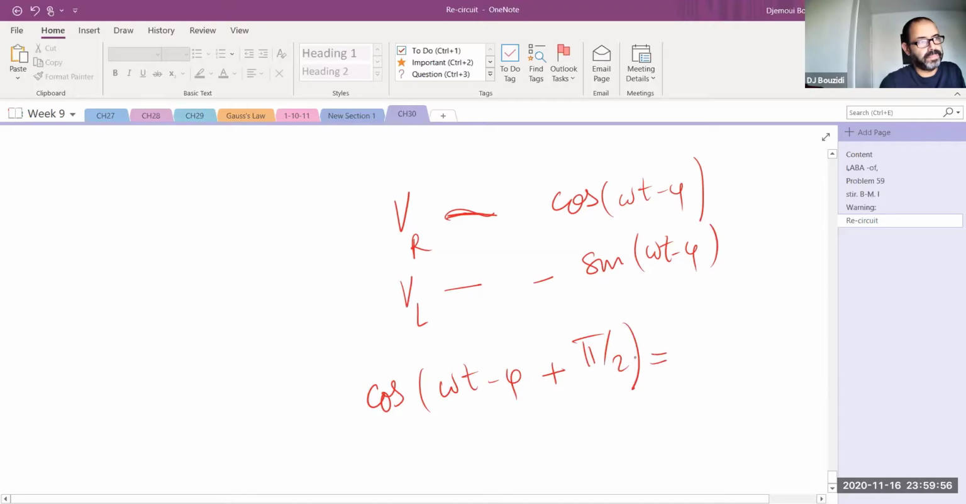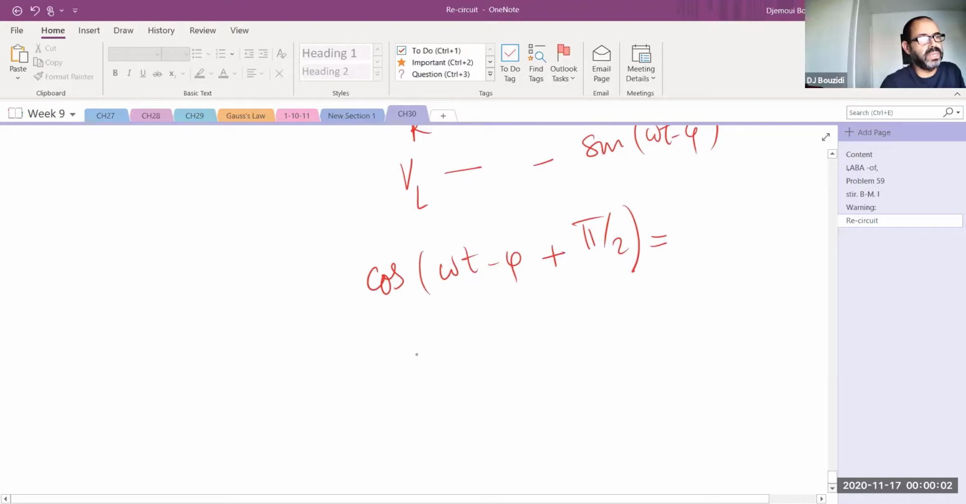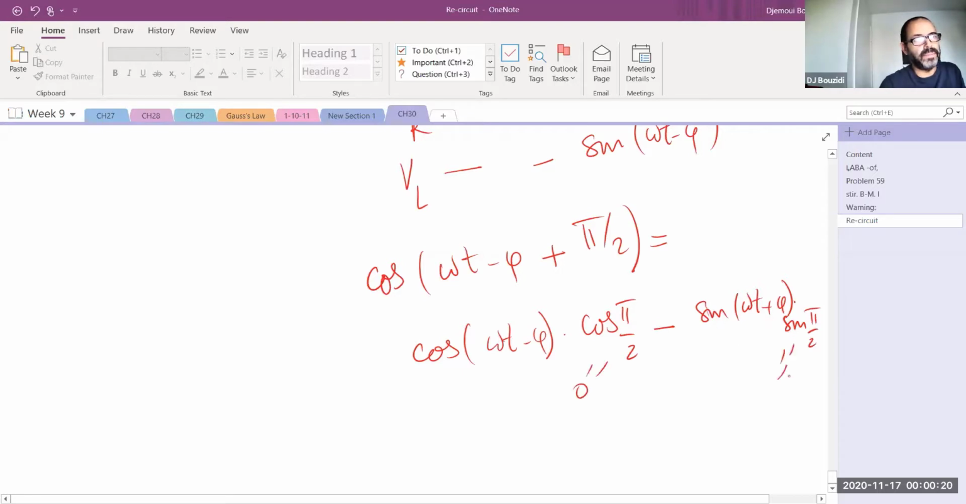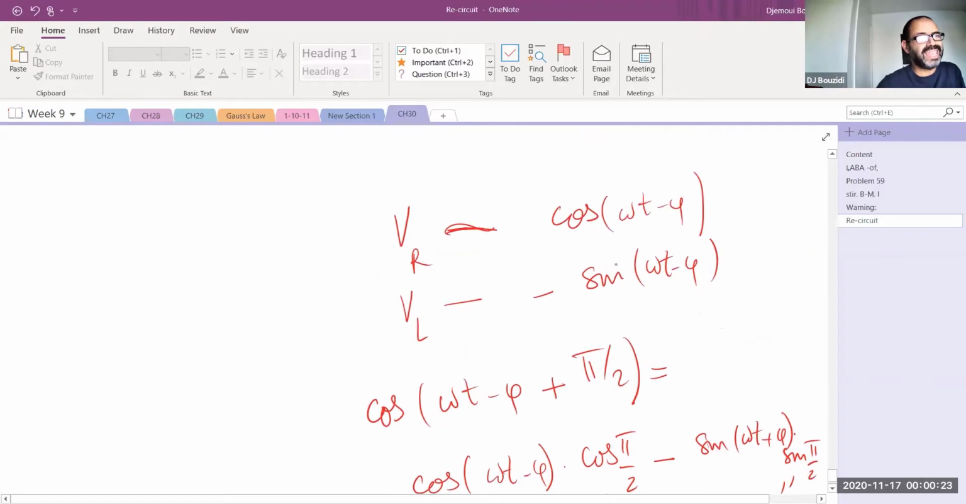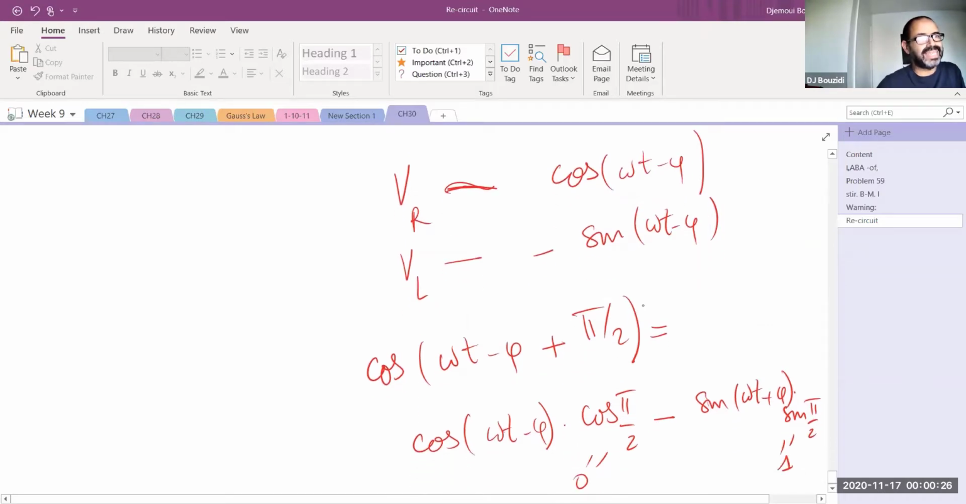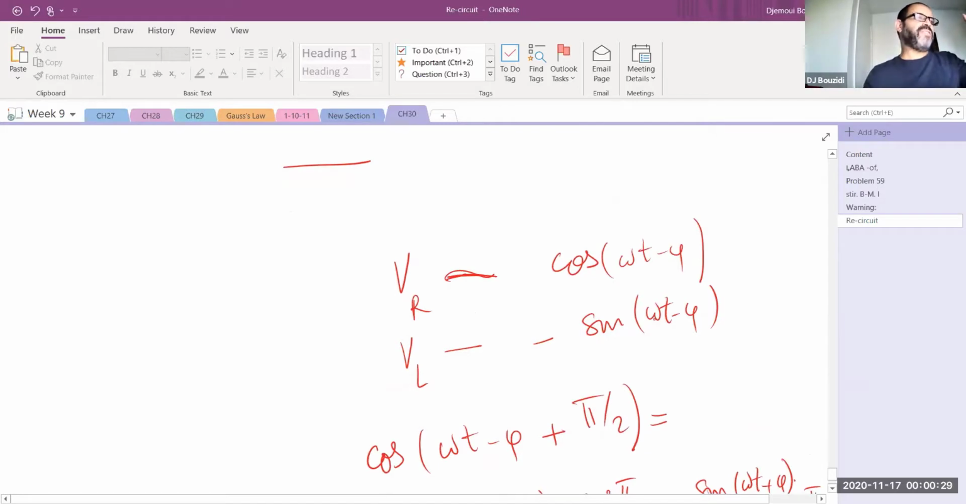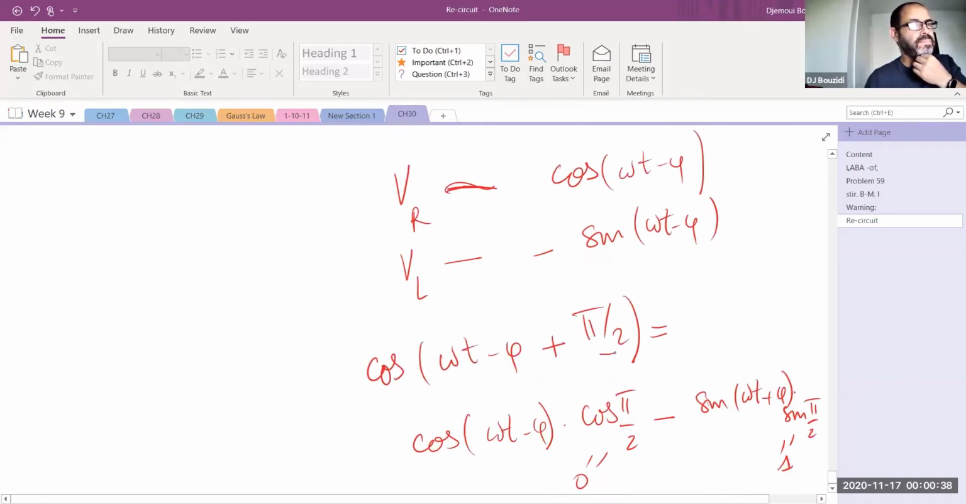If I do this and apply the trig identities from before, cos of the sum of the two angles, it's going to be cos of omega t minus phi times cos of pi over 2, minus sine of omega t minus phi, sine of pi over 2. This is 0. This is 1. So in other words, this minus sine, because I have a minus in here, is the same thing as a cosine, but shifted with a positive pi over 2. So the voltage across the inductor is actually ahead of the resistor by 90 degrees.